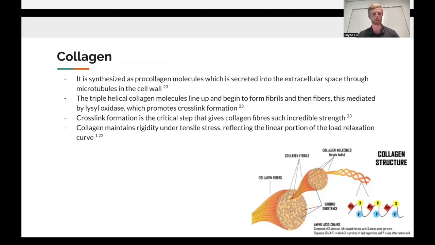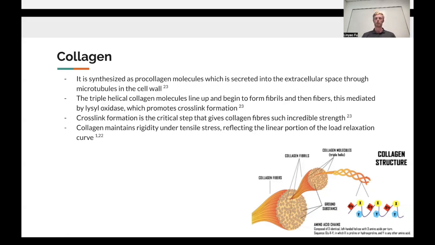And so going on to collagen. Collagen initially is going to be synthesized through fibroblasts. It's going to originate as a procollagen molecule, then be secreted into the extracellular space, where the enzyme lysyl oxidase will begin to organize it into fibrils and then fibers, which we can see on the bottom right-hand of the screen. This enzyme is also going to mediate the cross-link formation between the collagen fibers themselves.